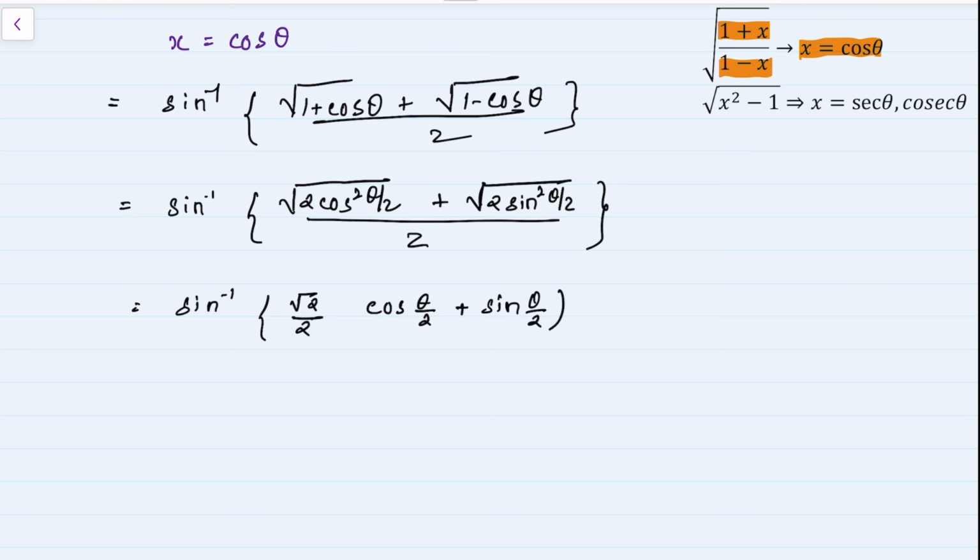So we'll write this inside the bracket. Now root 2 by 2 will become 1 by root 2. So here we can write 1 by root 2 cos theta by 2 and 1 by root 2 sin theta by 2 after opening the brackets.